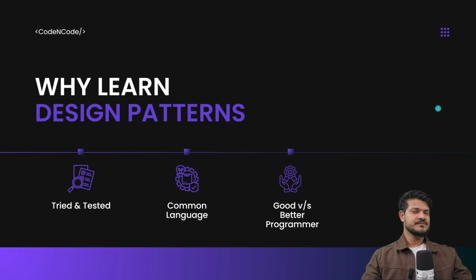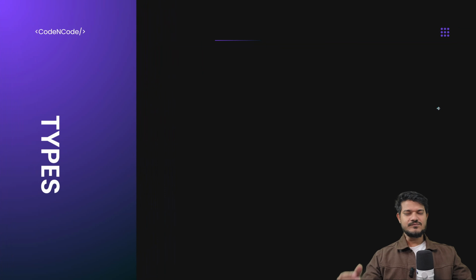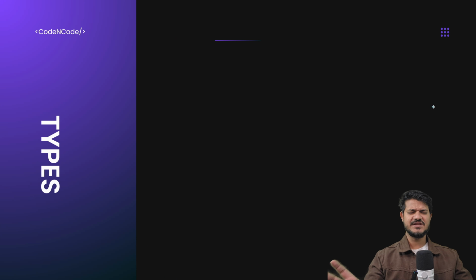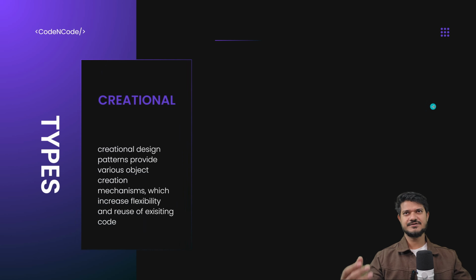Now, what are the types of design patterns? There are three categories of design patterns. Creational patterns. Creational design patterns provide you various object creation mechanisms. As the name suggests, these are different design patterns that help you create objects. And again, all of these are for different scenarios. We'll learn about 4 or 5 creational design patterns, all of them for different scenarios.